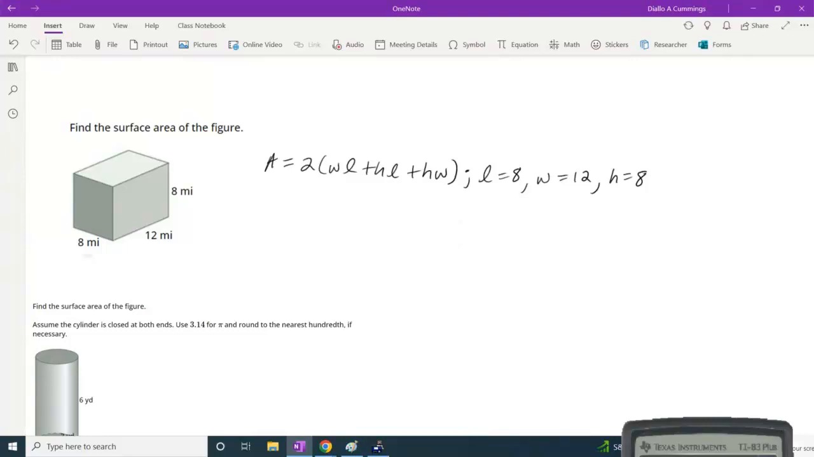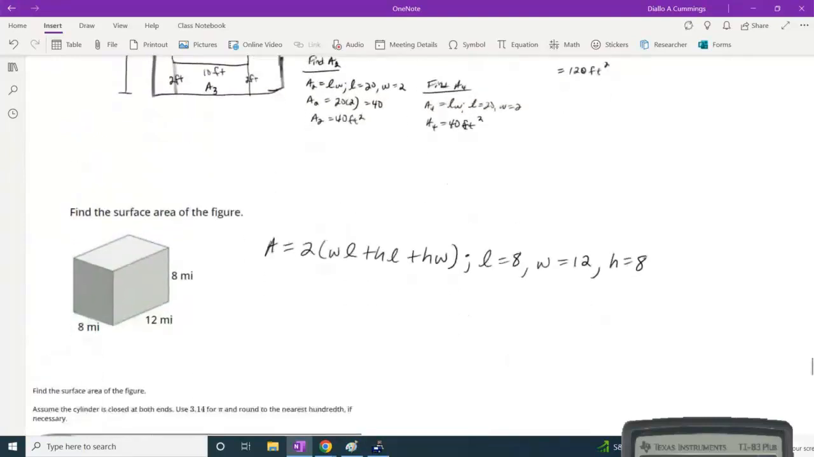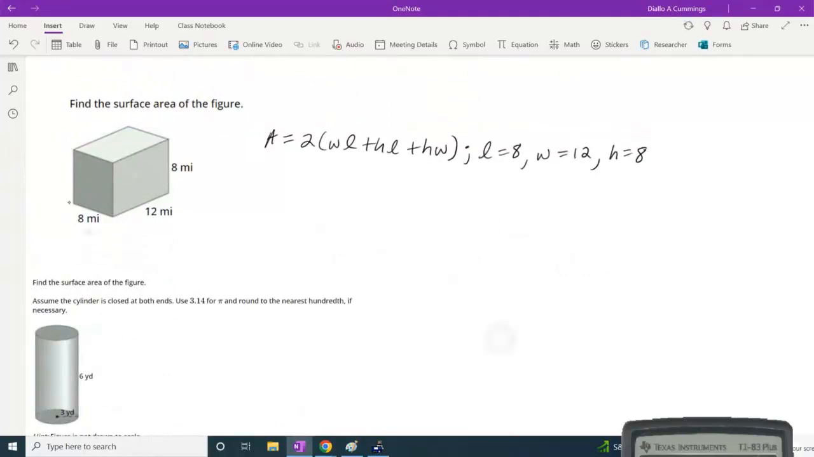And I should change this to S for surface area. So that's going to equal 2 times W times L. So that's 12 times 8 plus H times L, which is 8 times 8, plus H times W, which is 8 times 12.